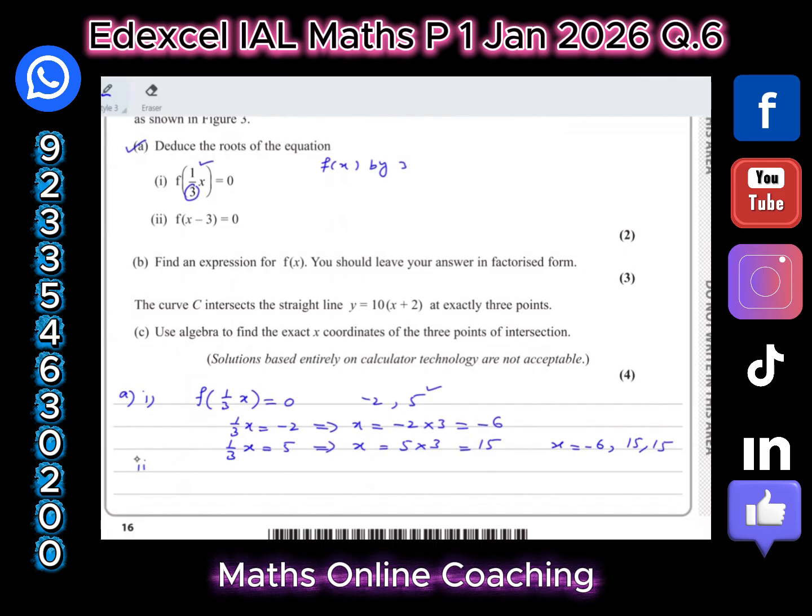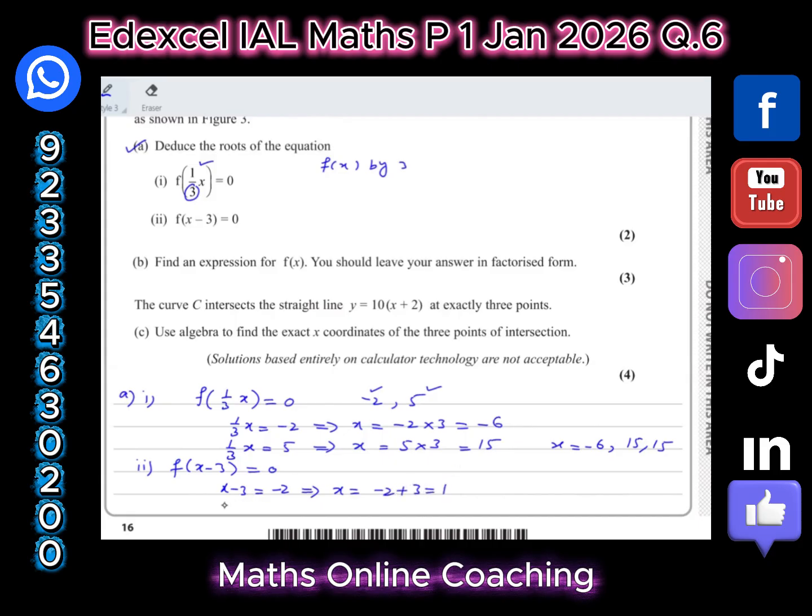Part 2, f(x - 3) = 0. In this transformation, the shift is 3 as 3 is subtracted from x. And this is the horizontal transformation which moves the graph to the right of the given graph. And to calculate the values of x, we put x - 3 equal to the first root, which is -2. It gives x equal to -2 + 3 = 1.